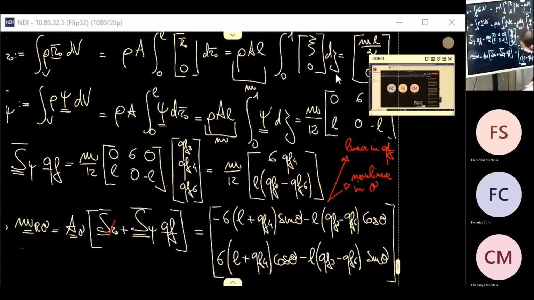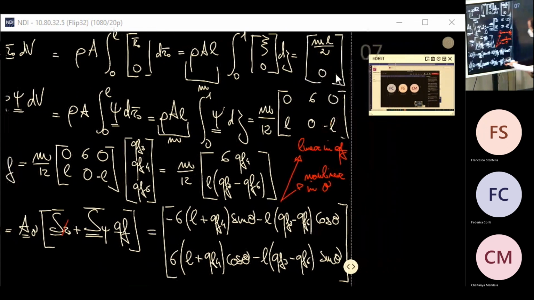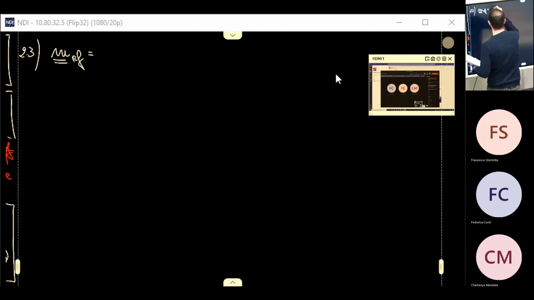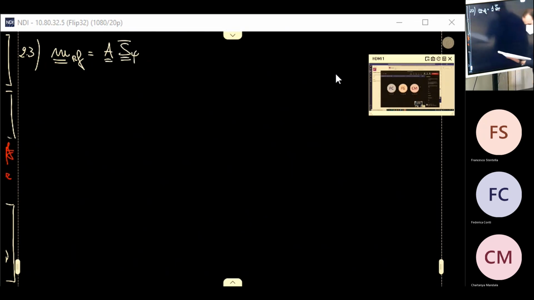Okay. Next. We have 2.3, I guess. MRF. Okay. MRF, again, by definition, is A times S psi. See, this is just a multiplication. And this is straightforward again.